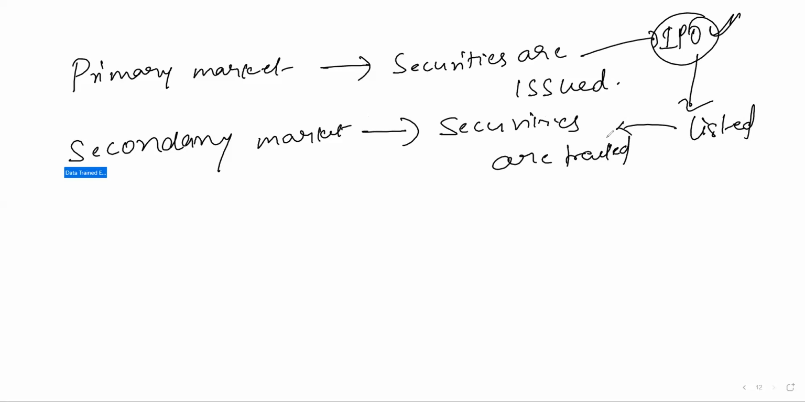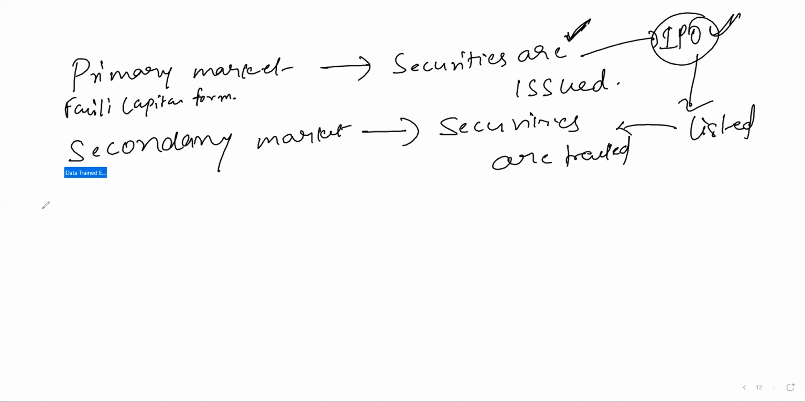So if the company wants to issue new securities, they will come to the primary market. Here, the issuer directly takes bids from the investors, and the role of the primary market is that it facilitates capital formation in the economy. Okay.